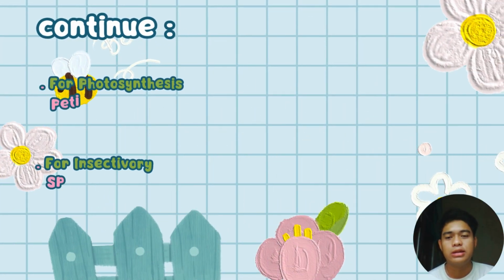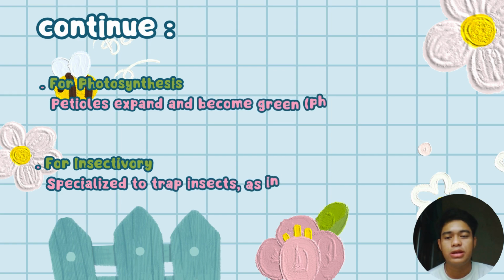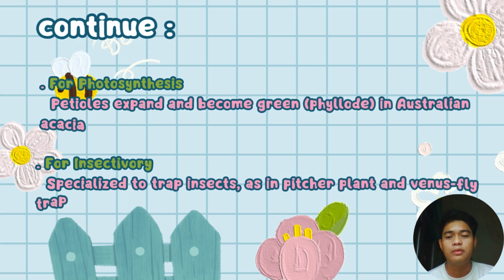Continuing to the last slide, for photosynthesis and for insectivory. For photosynthesis, petioles expand and become green phyllodes, as in Australian acacia. And for insectivory, leaves are specialized to trap insects, as in pitcher plant and Venus flytrap.